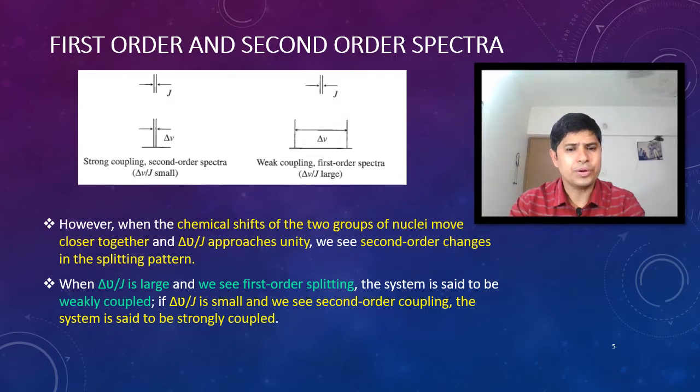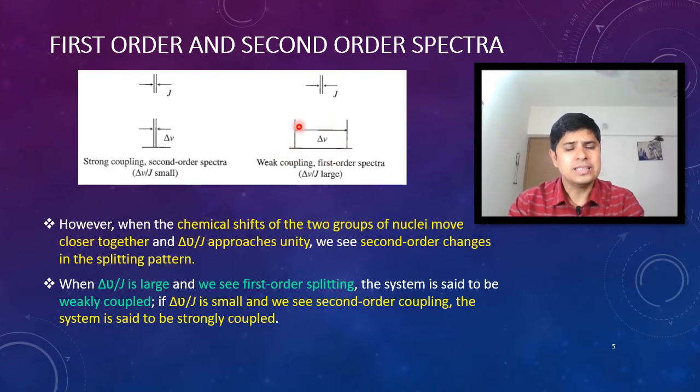Let us see this. This is one peak, the signal for one group of protons, and this is the signal for a second group of protons in the same molecule. Suppose one molecule has two groups of protons. One group gives this signal and the second group gives this signal. This is the difference between the two signals, two peaks, and this difference is called delta nu.